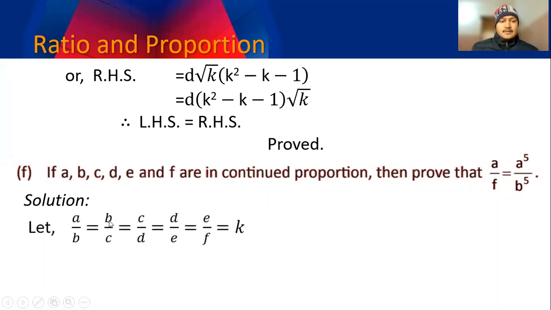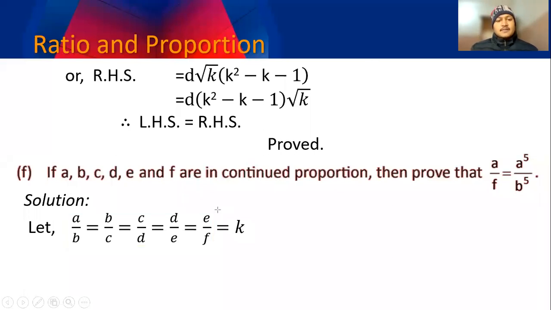The value repeats as we go on. A by B, then B repeats, so B by C, C by D, again D by E, and again E by F. It is the meaning of continued proportion. Continued proportion only tells us this much: from here to here, it is all equal. And we said let this be equal to k.